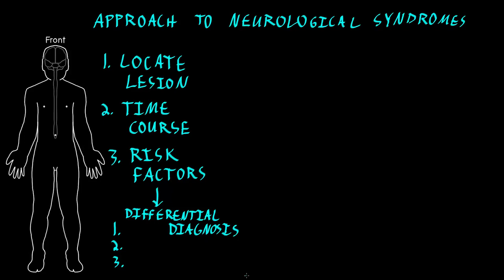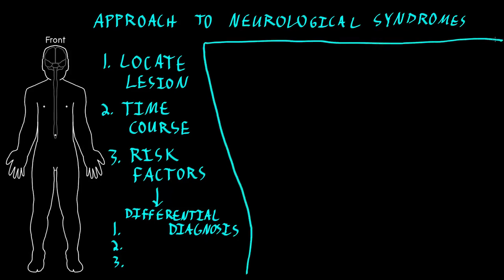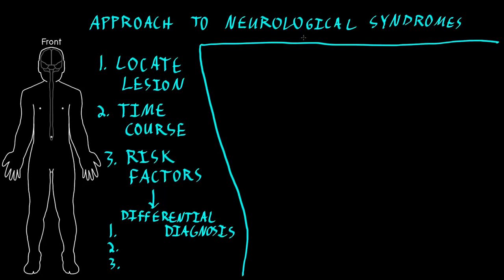Now, this approach is exactly the same as it is for syndromes related to any of the other systems of the body. But this first step, the localization step, tends to be more involved for neurological syndromes than syndromes from other parts of the body because of the size and complexity of the nervous system. There are many different types of pathology that can affect the nervous system and cause areas of abnormality, cause lesions. And all the different neurological disorders can be organized in different ways into different categories of pathology.